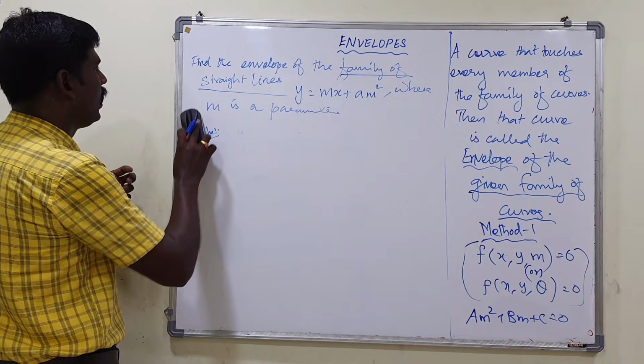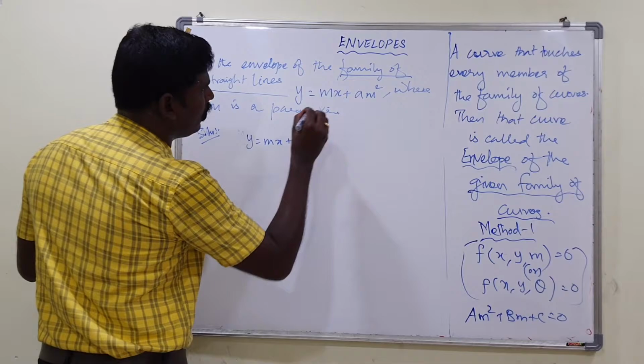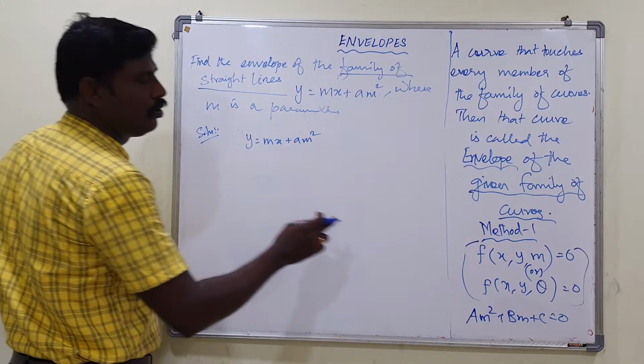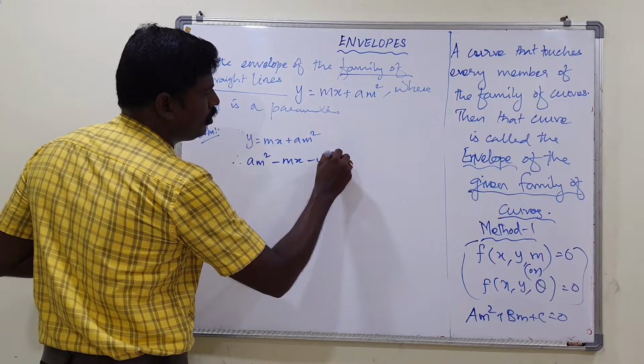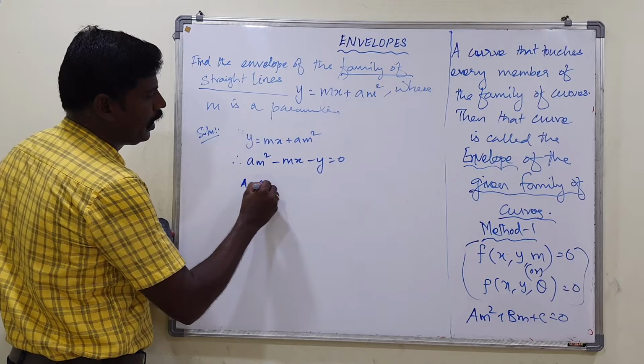right? So write the equation as y equal to mx plus am square. Already this is in the form of f of x comma y comma m equal to 0 type. So I can rewrite that equation into the form am square plus bm plus c equal to 0. So therefore am square minus mx minus y equal to 0. So now it's a quadratic equation in m, where a is equal to what? A. And b is minus x. And c is minus y.